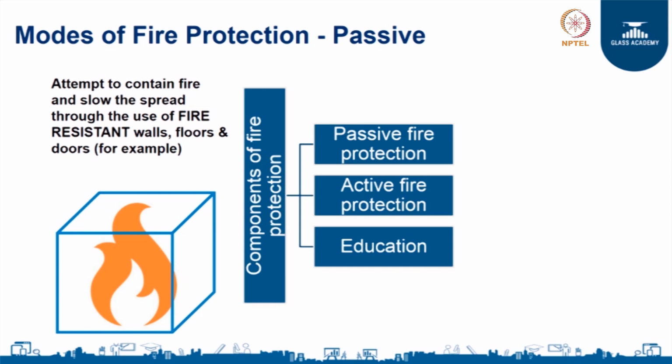But if you look at the main components or the main modes of fire protection, it includes passive protection, active protection and education. So, do you know what it means? It means that an ideal building is one which has active protection and passive protection in place, so that in case of a fire, the fire can be contained to its point of origin, and through active protection systems, the fire can be cut down within the source itself.